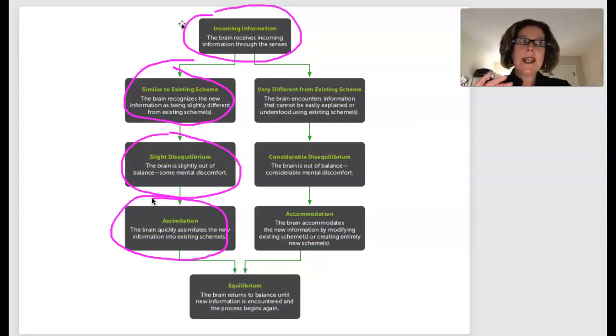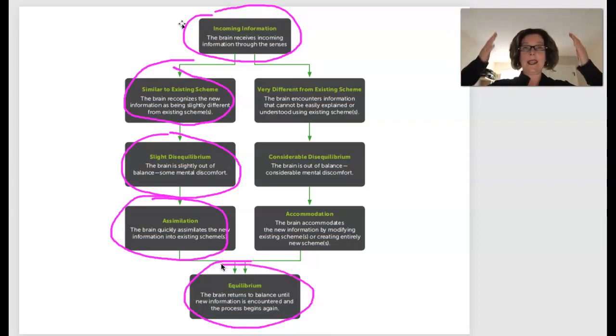So say the cat, it's like, okay, so I actually know that my cat has 4 legs, it meows, and it's furry. This cat has 4 legs, meows, but it's not very furry, but it still must be a cat because it fits all these other categories. And then the brain comes back to equilibrium. So the brain in equilibrium returns to balance until new information is encountered and the process begins again. So the brain ultimately does not want to be in disequilibrium. It wants to be in equilibrium.